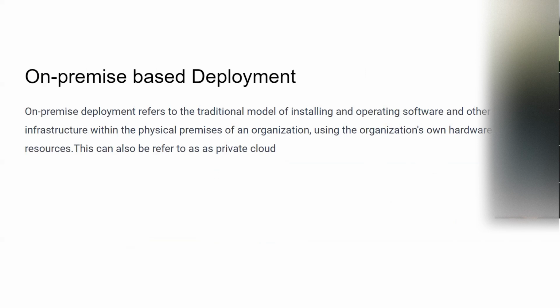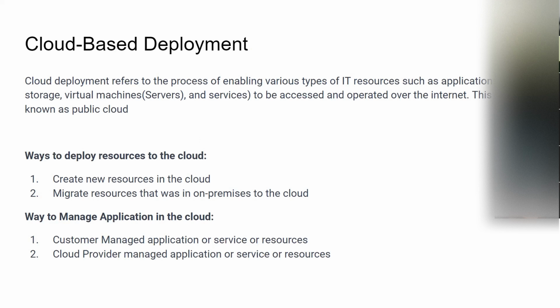So on-prem refers to the traditional model of installing and operating software and other IT infrastructure within the physical premises. I already explained all of this, and this is the main thing there. Using the organization's own hardware and resources. That means you are using your own resources. You are not paying for somebody to use their own. And this is also referred to as private cloud. Then we have the cloud-based deployment. The cloud-based deployment is when you are now paying somebody to use their services over the internet, and it's also referred to as the public cloud.